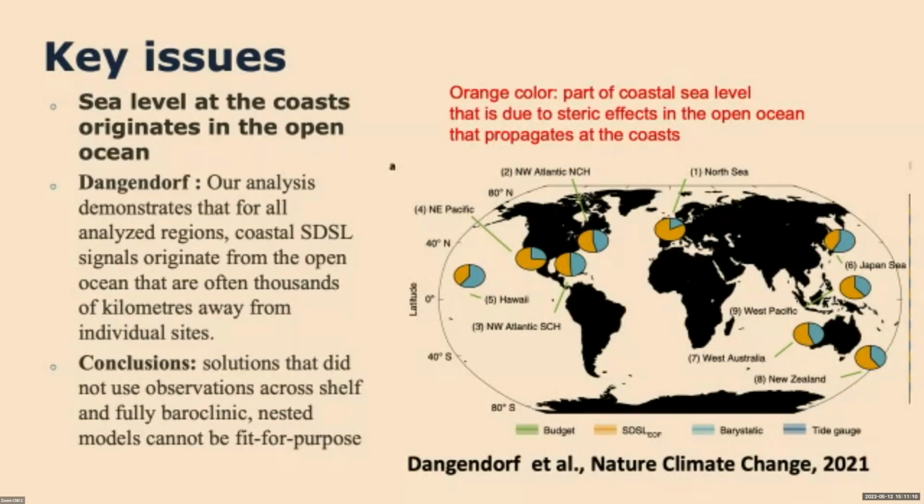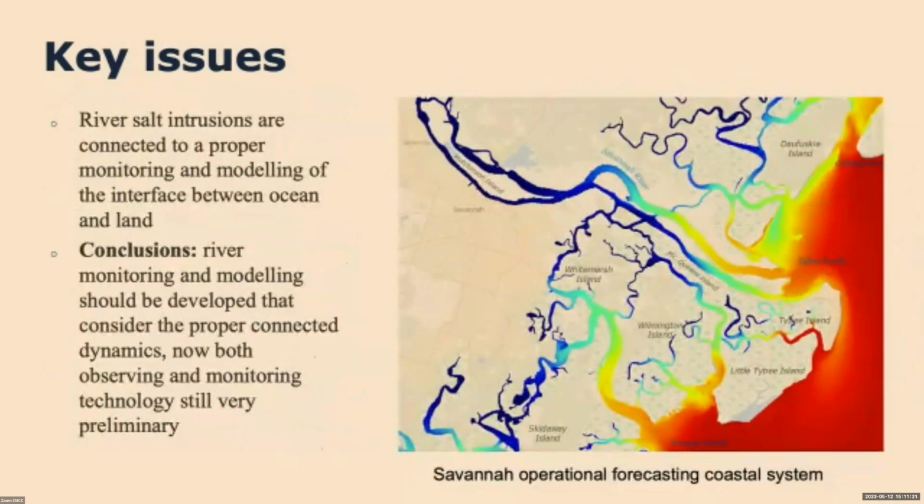Solutions that did not use observations across the shelf, first observations, and a fully baroclinic nested model cannot be fit for purpose in a generic way. Then we have the salt intrusions. We have no observing system for salt intrusions coupled to the runoff monitoring system, and maybe the water quality, since we are talking so much about water quality when you are dominated by rivers. So we know that river monitoring and modeling should be developed that consider the proper connected dynamics.